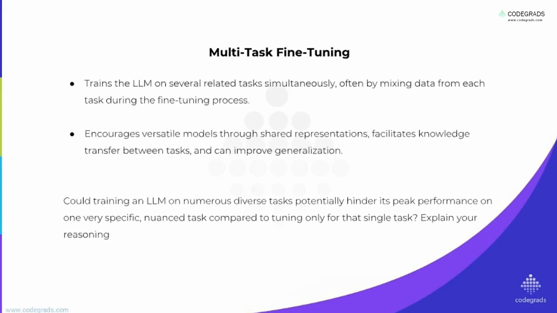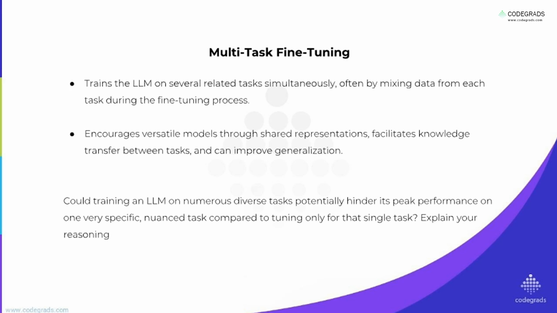What if you have several related tasks you want a model to be good at? That's where multitask fine-tuning shines. Instead of fine-tuning separate models for each task, we train the LLM on several related tasks simultaneously. This is often done by mixing data from each task during the fine-tuning process. This encourages the model to develop versatile, shared representations of knowledge, facilitates knowledge transfer between tasks, and can even improve its ability to generalize to new, unseen tasks.